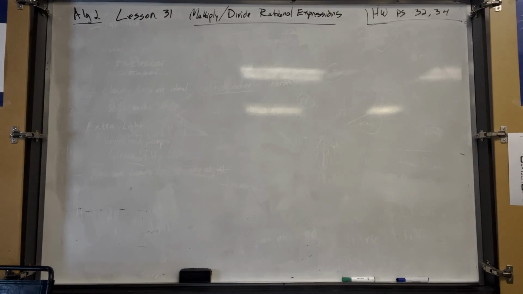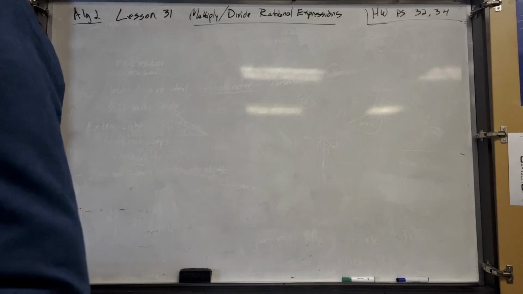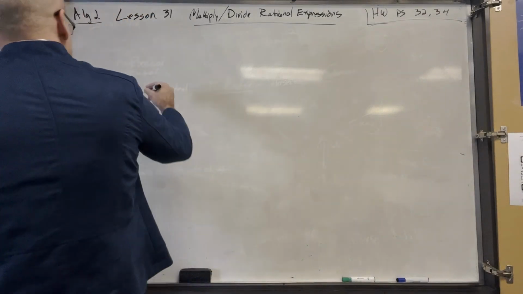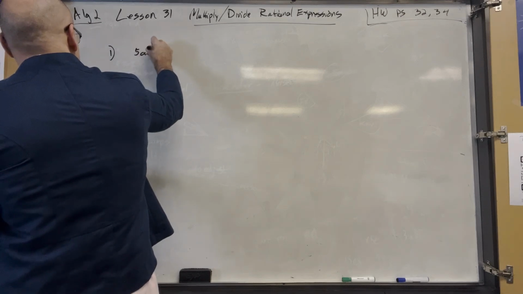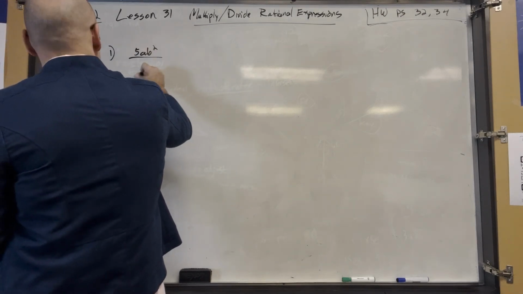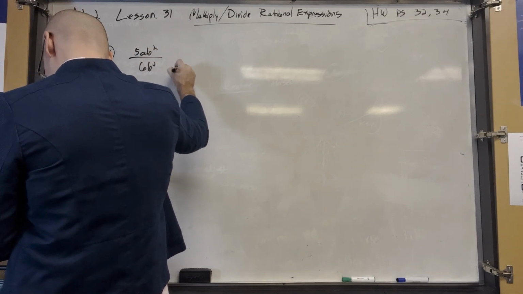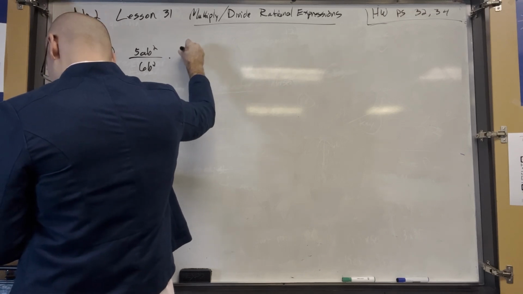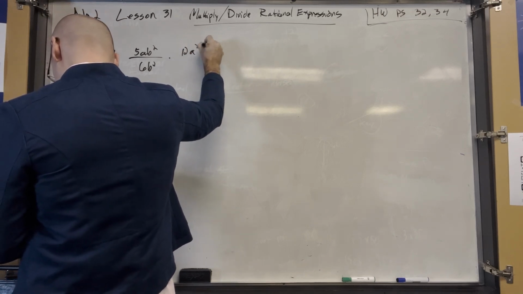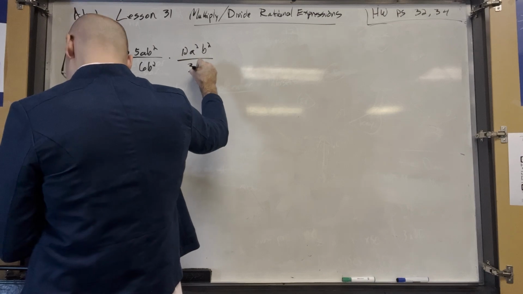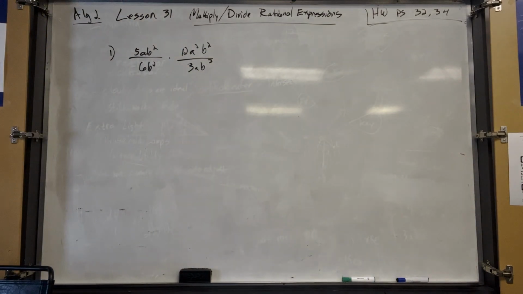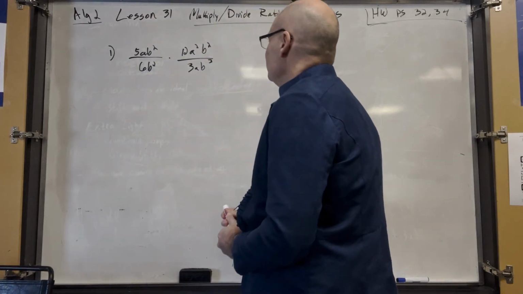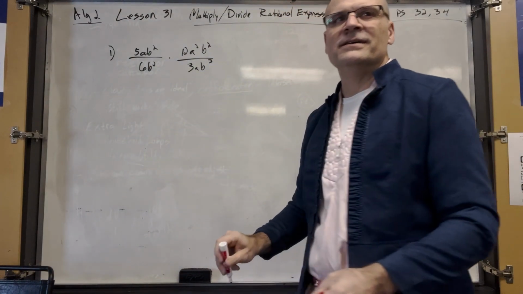Here we go. Let's multiply and then evaluate here. So this will be fun. This will be very therapeutic. Here's example 1, 5ab squared over 6b squared times 12a squared b squared over 3ab to the third. Okay, I'm going to take out my red pen. That's a bad 3. Fix that. It'll go away in a second.